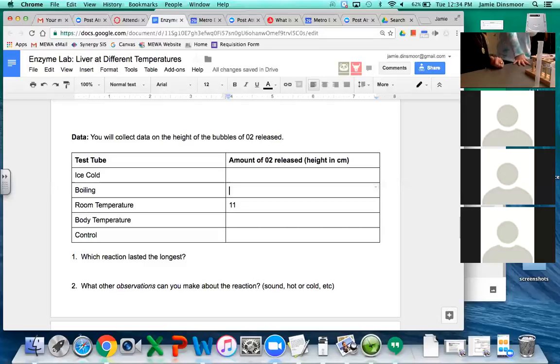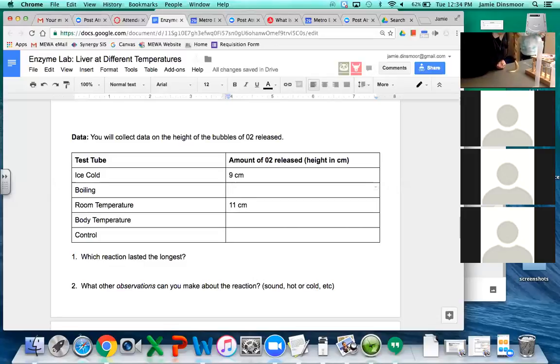Go ahead and measure it now. This one, it's like 9? Yeah, we're going to go with 9. These are centimeters, by the way. Ice cold, 9 centimeters. 11 centimeters.